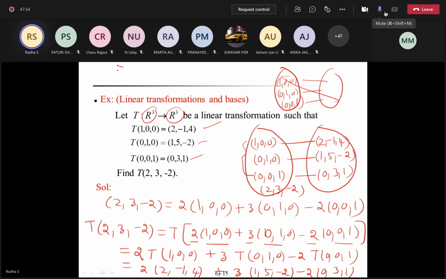First coordinate is 4 plus 3, 7. Second coordinate: minus 2 plus 15, so 13. 13 minus 6, 7. Third: 8 minus 6, 2. 2 minus 2, 0. So 7, 7, 0. So 2, 3, minus 2 is mapped onto 7, 7, 0. Is this clear? Hello? Yes, ma'am. Okay, right? I'll stop here.